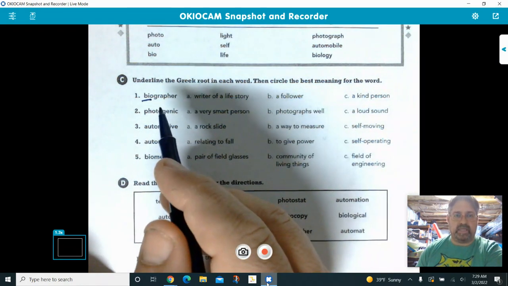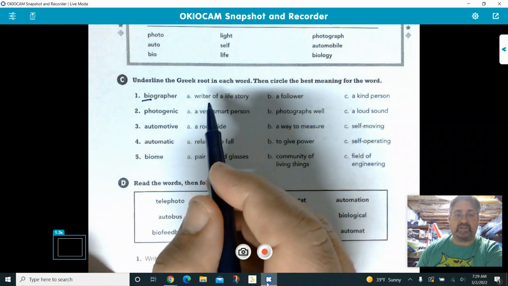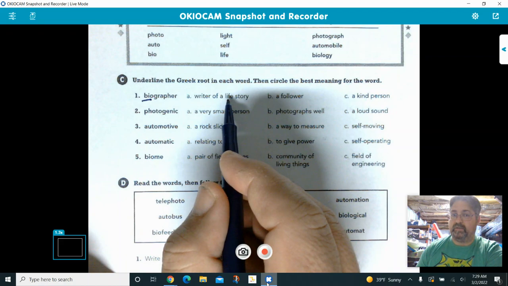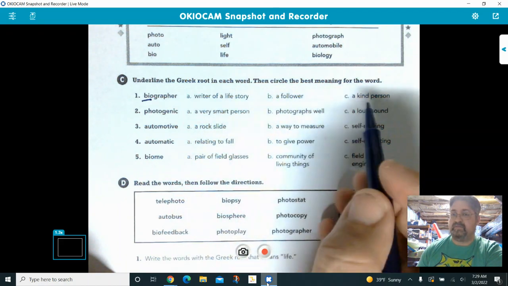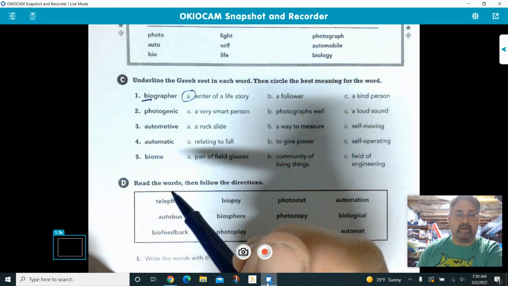First off, what does bio mean? It means life. So life has to be somewhere in my definition, right? Writer of a life story. Follower doesn't mention life, and kind person doesn't mention life. I'm going with that one.